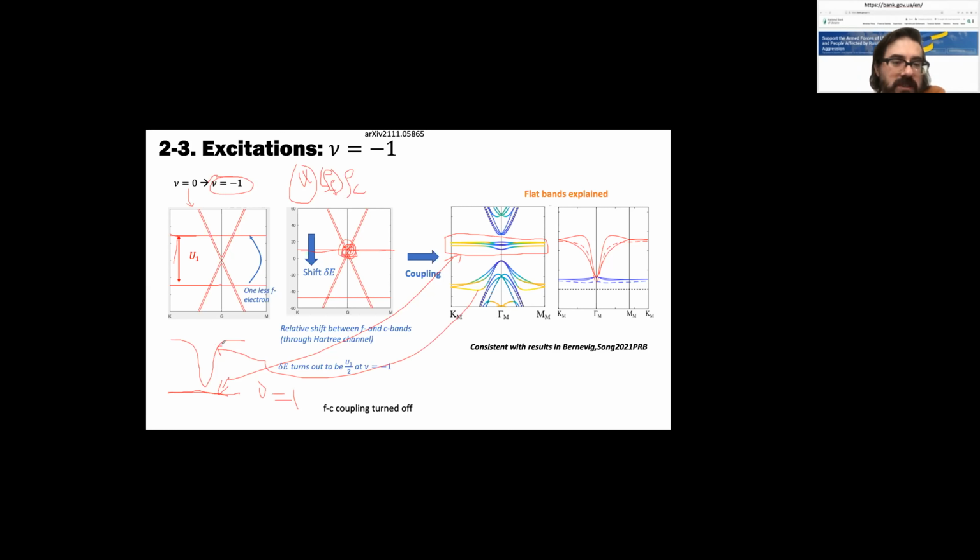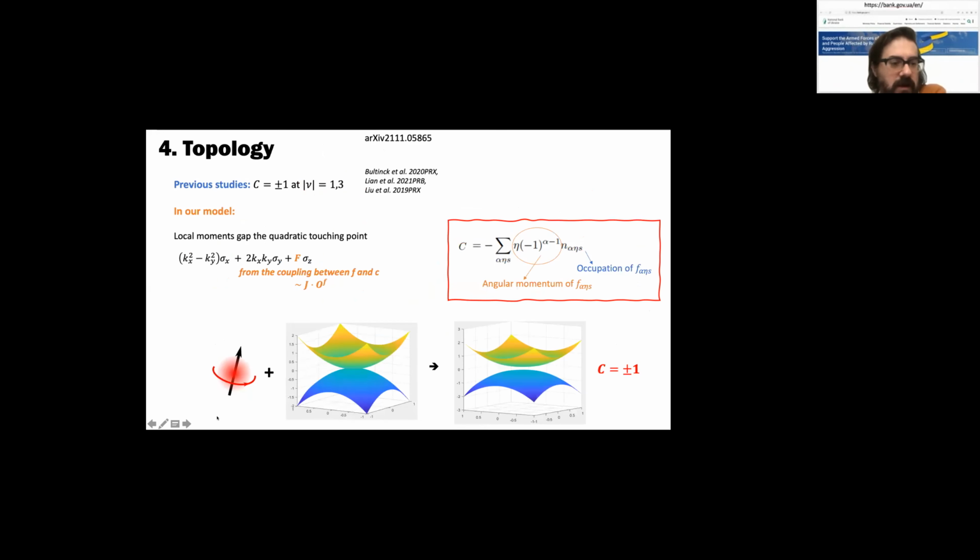So we understand also why there's this massive particle-hole asymmetry at non-zero filling. This particle-hole asymmetry at non-zero filling can be seen in these compressibility measurements. Okay, so with that, I wanted to close, but before I close, I also want to tell you that there's a simple understanding of how to obtain this Chern number.